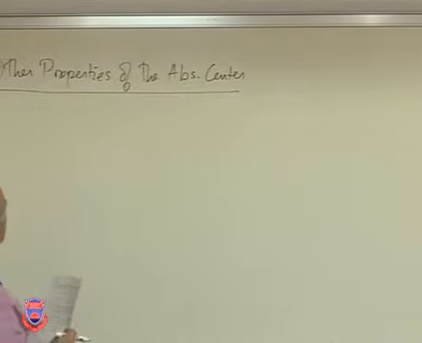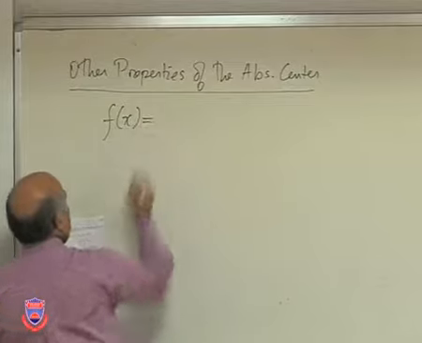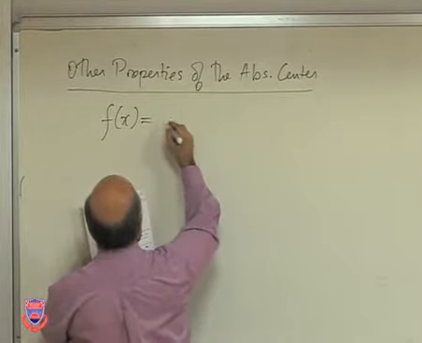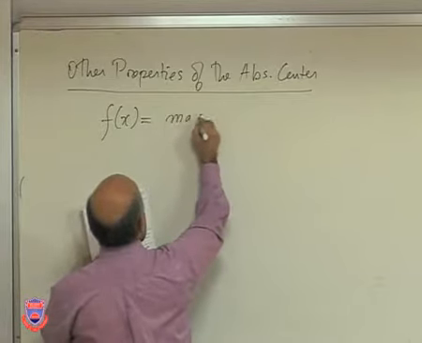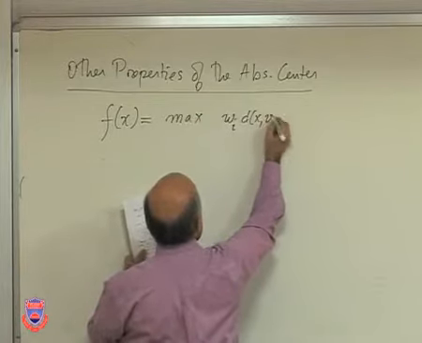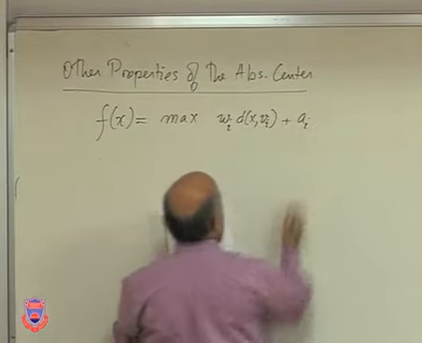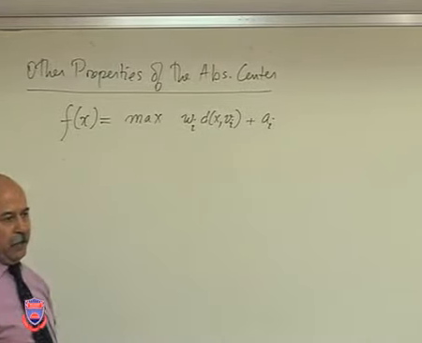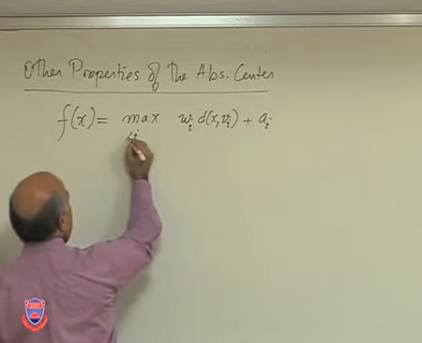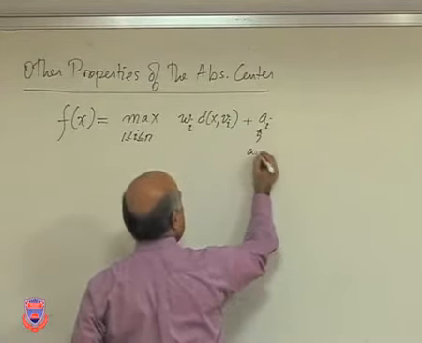But back to the absolute center problem, there are some other properties we may actually identify here. So we're talking about f of x being the maximum of w_i d(x, v_i). This time I'm going to add a constant term a_i. I'll make it a little bit more general. That's called an addend.